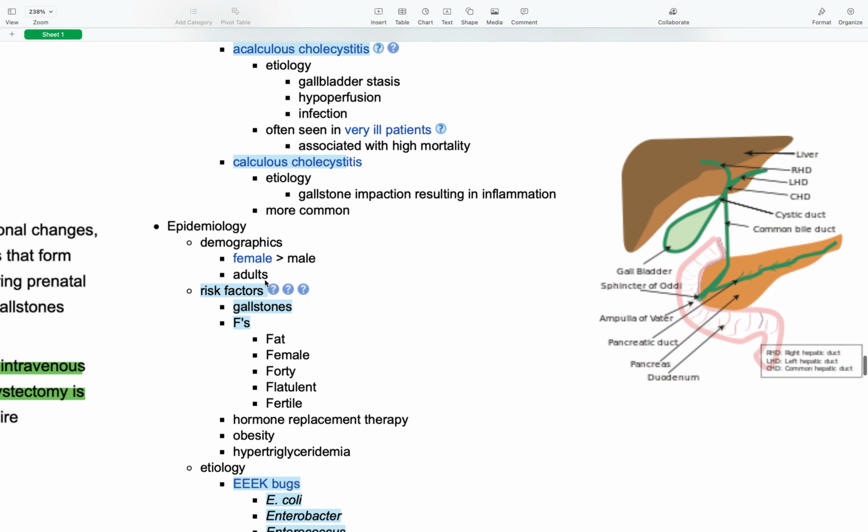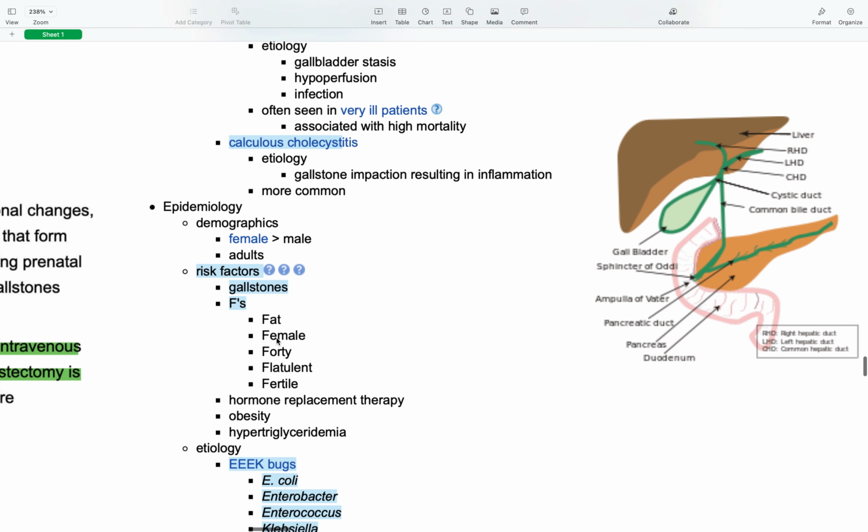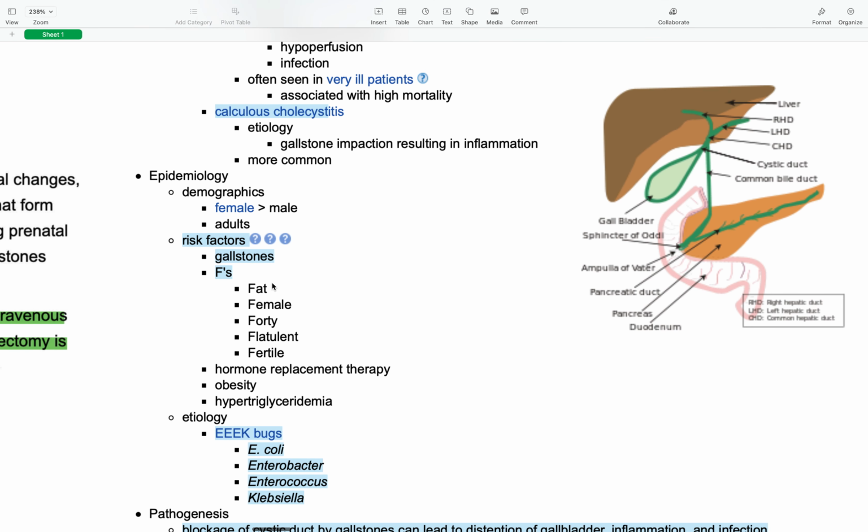Now the reason being, if you remember from the USMLE step 1, the 5 F's: fat, female, 40, flatulent, and fertile. Okay, so those 5 F's are the common risk factors associated with cholesterol gallstones. Okay, so gallstones can form because of these reasons. In addition, hormone replacement therapy, obesity, hypertriglyceridemia.